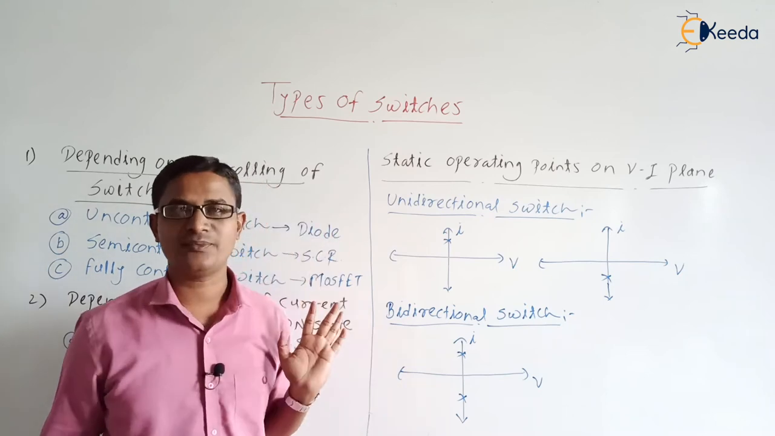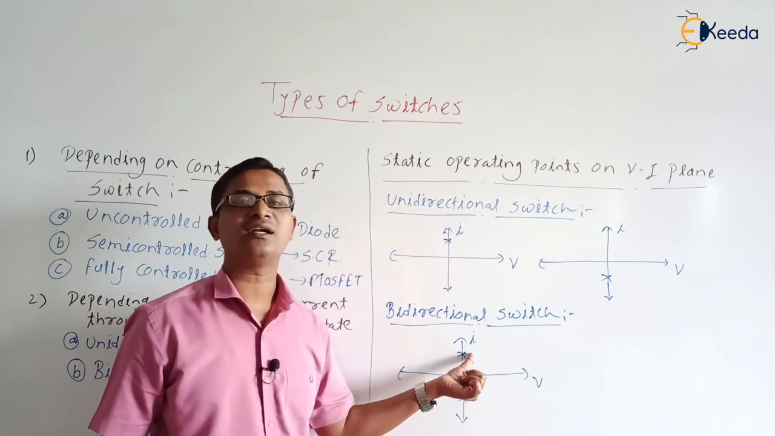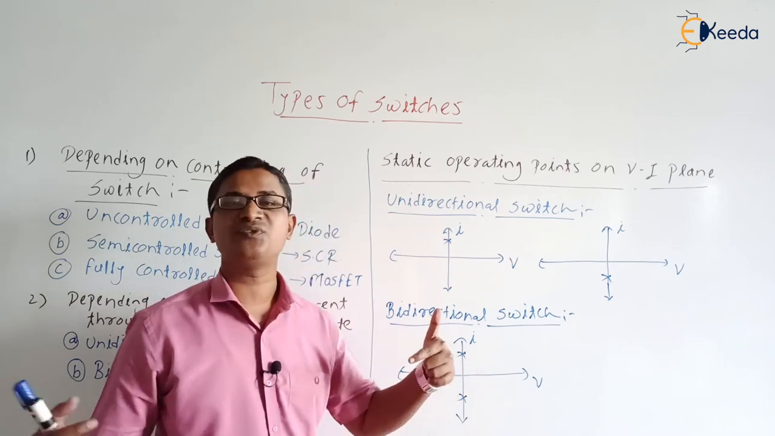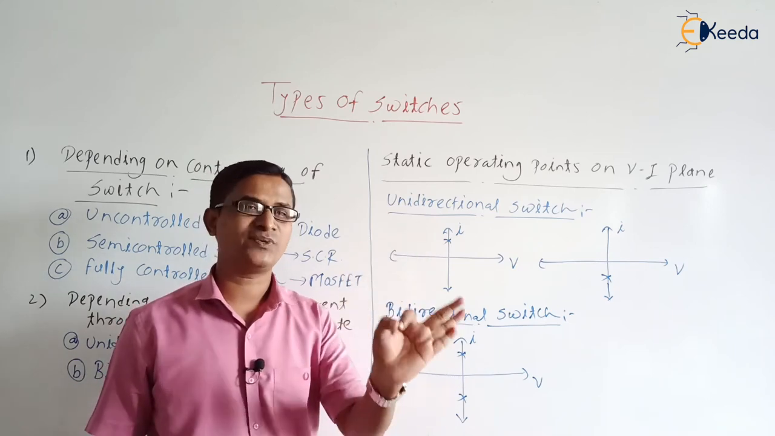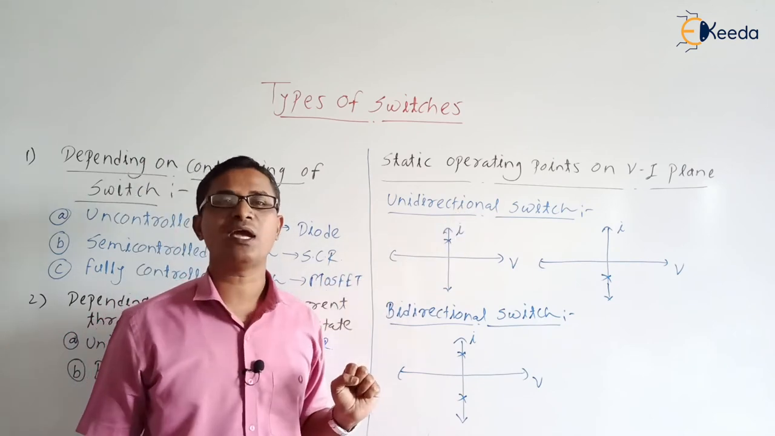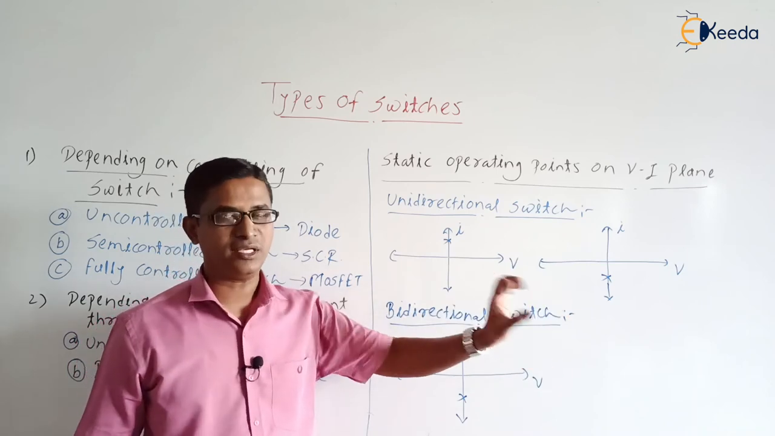Is this clear to all? Corresponding to this point, the voltage is zero and current is positive. Corresponding to this point, the voltage is zero and current is negative. It means the switch is allowing the positive current as well as negative current, forward current as well as reverse current. So this is about the static operating point on the VI plane. In the GATE examination, they have asked questions based on it.